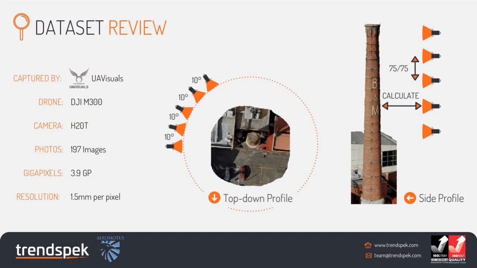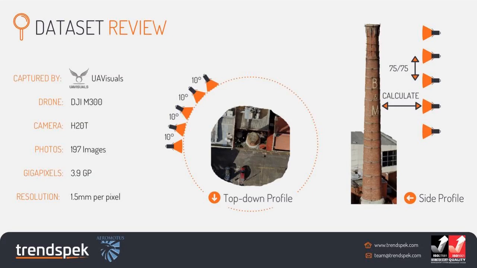So the gigapixel calculation is pretty much a 20 megapixel camera times 50 photos equals 1,000 megapixels, and 1,000 megapixels is equal to 1 gigapixel. So it's really determined by how many pixels go into a model. And the resolution captured for this dataset we're about to look through is equal to about 1.5 millimeters per pixel.